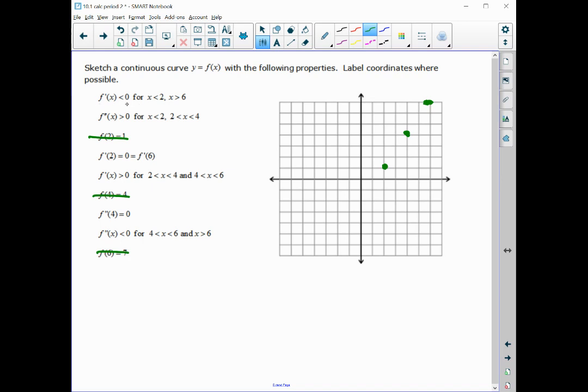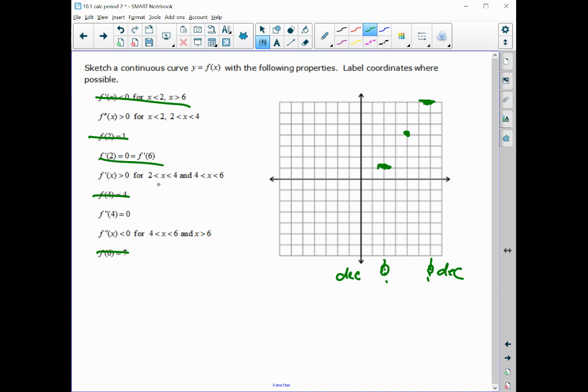f prime is negative for x less than 2 and greater than 6. So I'm going to draw a little dotted line at 2 and at 6. Okay, so everything left of 2 has to be decreasing. Everything right of 6 has to be decreasing. Okay. Ooh, f prime of 2 is 0 and f prime of 6 is 0. That means we're going to have a 0 slope here. So maybe just draw a little baby tangent that's flat to remind yourself of that.